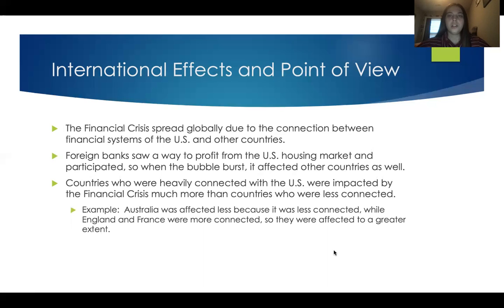For example, Australia was not affected to as great of an extent because it was less connected to the US, but England and France were affected to a much greater extent. Continuing to look at England and France, according to a source, BNP Paribas was warning investors that they might not be able to withdraw money from two of its funds, and the British bank Northern Rock was about to seek emergency funding from the Bank of England. As can be seen, internationally, great pressure was felt from the financial crisis, but the greater the connection with the US housing market and the US financial sector, the greater the effects on the countries internationally and their economies were.